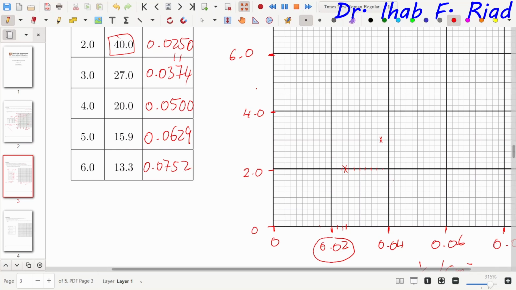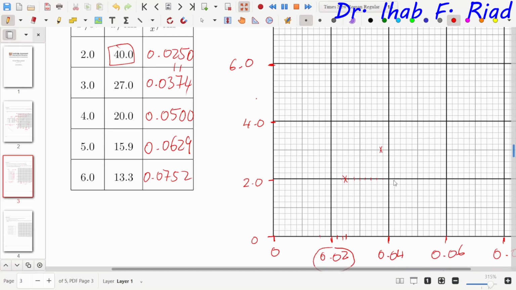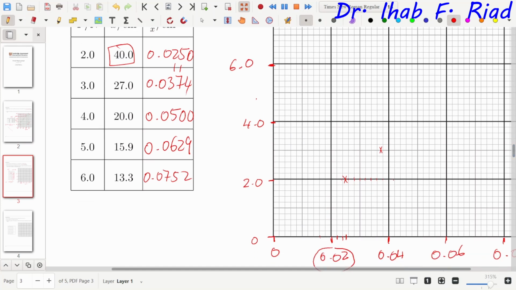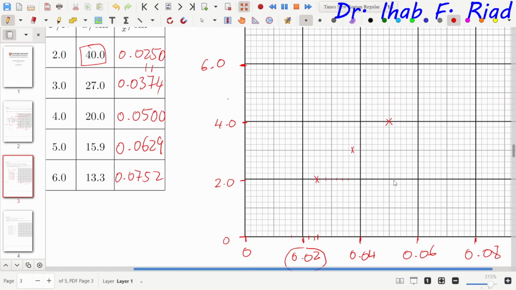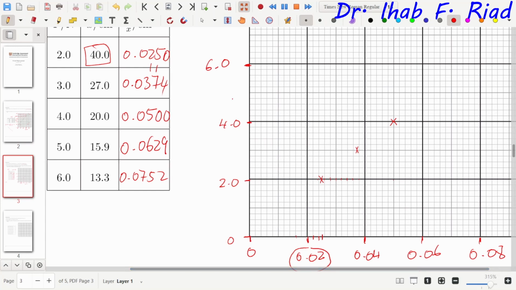Now, this one is easy. 4 and 0.5. This is 4. This is 6. Midway is 0.05. And we have 4 over here. So this is easy. Okay, now we have 0.0629, it is somewhere over here.